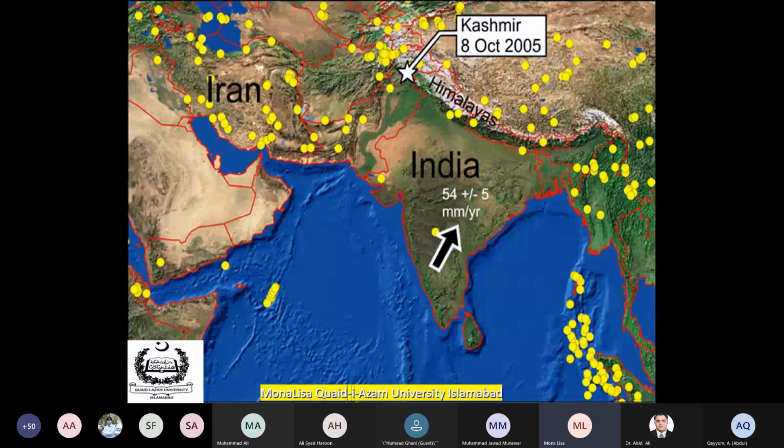This is a routine picture, and every geologist, every earth scientist is familiar with this diagram and with this distribution of plate boundaries in and around Pakistan. In this slide, there are some dots shown in yellow color. These dots are showing the locations of major earthquakes occurring in and around Pakistan, all around Pakistan, along the boundaries within Pakistan and in the neighboring countries as well.